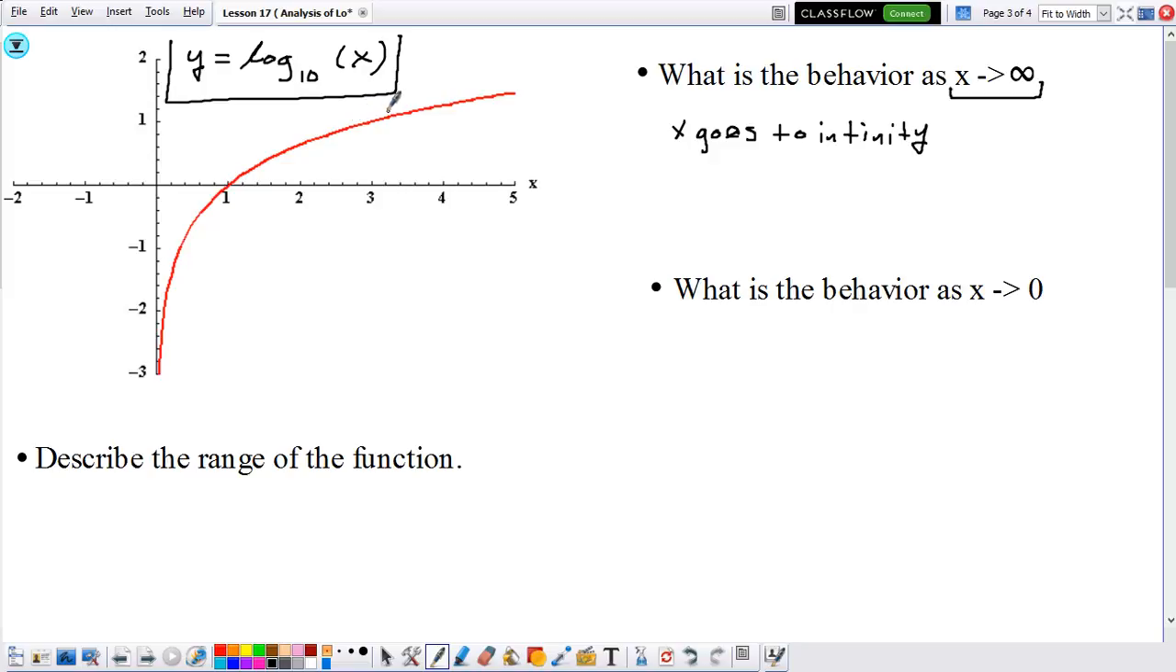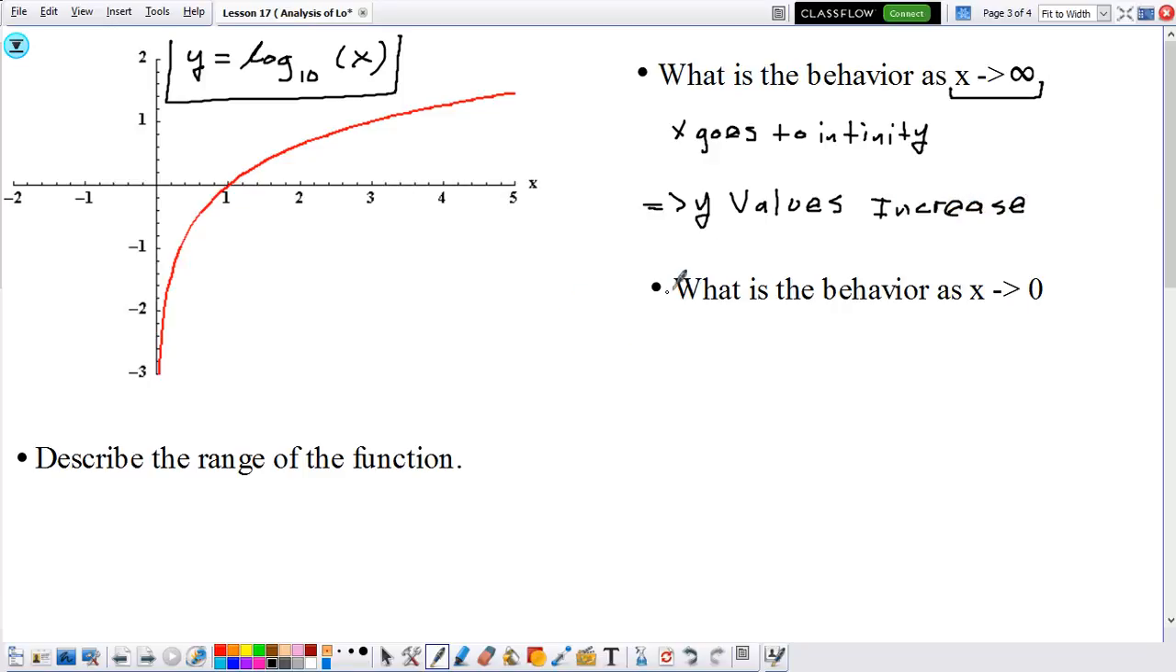So what is the behavior as x goes to infinity? Well, the behavior here is that the graph is always going to be increasing. Let's do that again here. You start at the lowest x value that you can obtain. And as you move to the right side, your graph is always going to be increasing. But as you move farther to the right, it increases at a lower rate, but it's still increasing. So the behavior as x goes to infinity is that the y values increase.